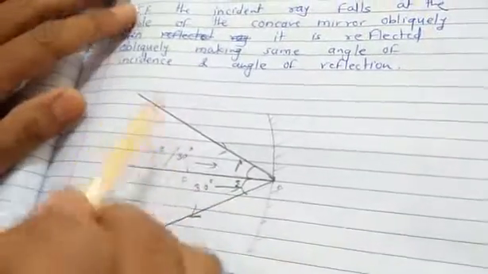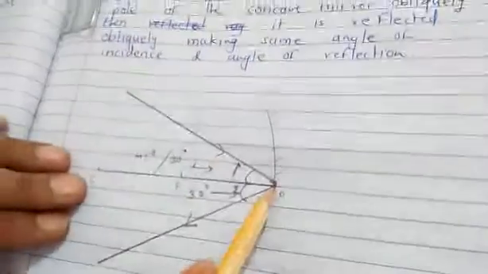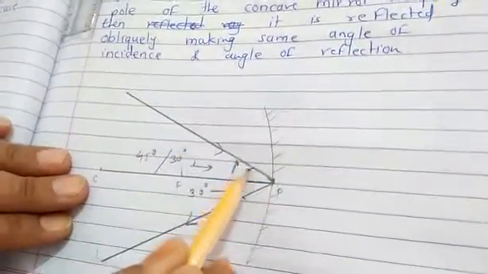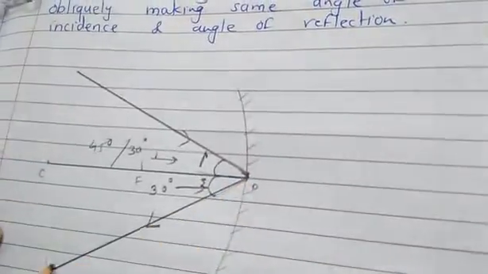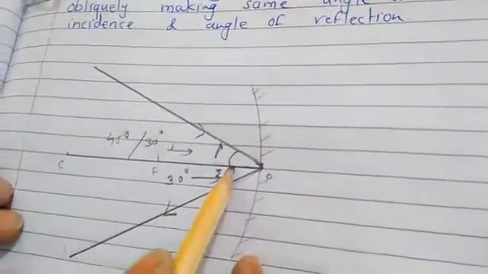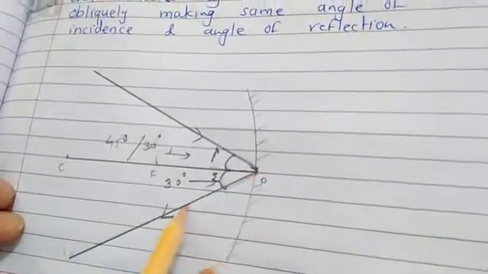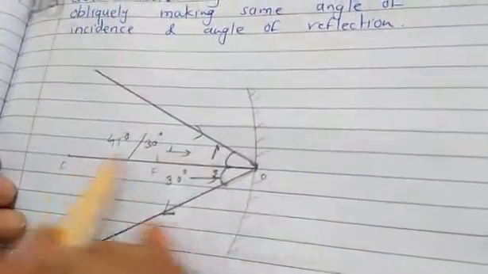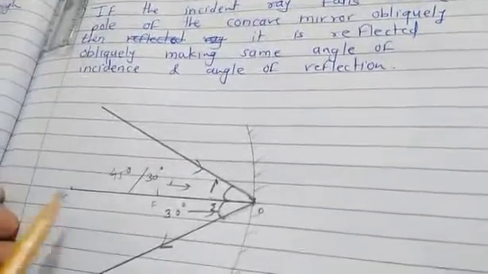So what is the fourth law? If the incident ray falls directly at the pole obliquely, then it makes some angle of incidence. Then you have to draw the reflected ray making the same angle, whatever this angle is, and the reflected ray will go by making the same angle. So these are the 4 rules for drawing the ray diagram for the concave mirror.